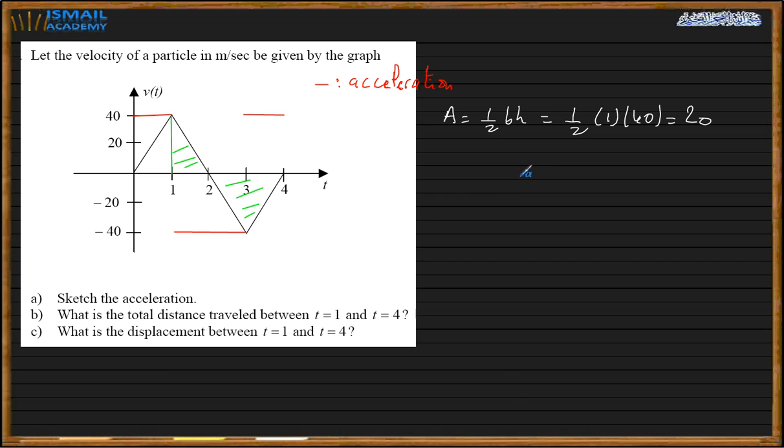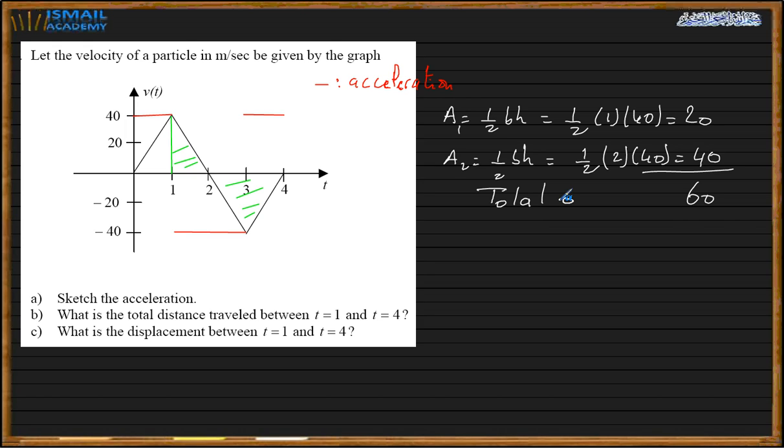For the second area, from 1 to 4, it's half base times height. The base is 2 and the height is 40, so it's going to be 40. So the total distance when I add is going to be just 60. So this is the total distance. This is my question B.